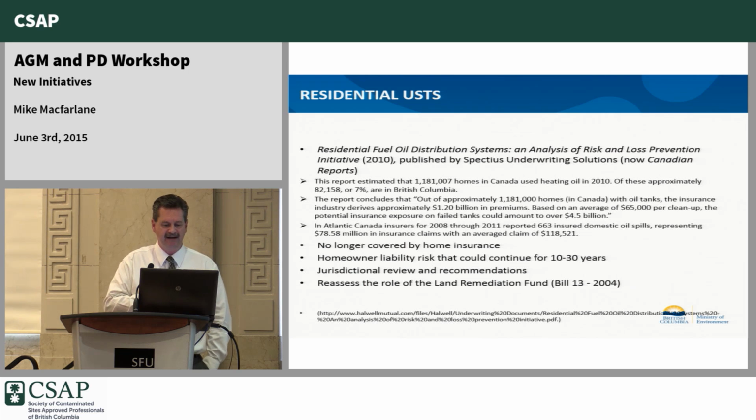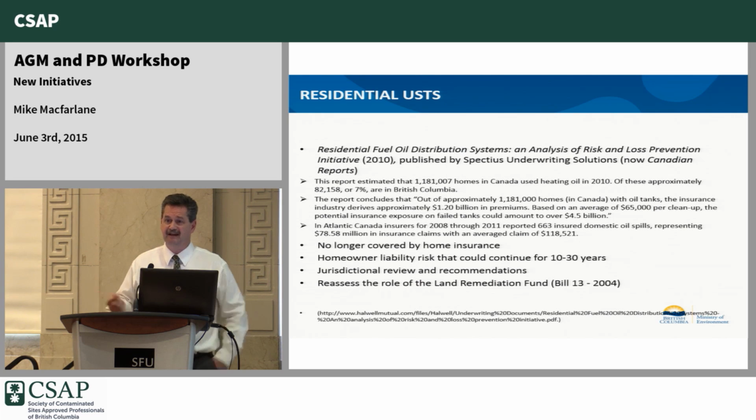And this just gives you an idea: for $1.2 billion in premiums, they potentially had a $4.5 billion liability exposure. They're in it for making money, so you don't have insurance that covers these, unless you can prove it's a historic claim before the policy's changed. So you're no longer covered by your insurance. It's an ongoing liability for probably the next 10 to 30 years, depending on where you live in the province and what alternate fuel was made available to substitute for oil.